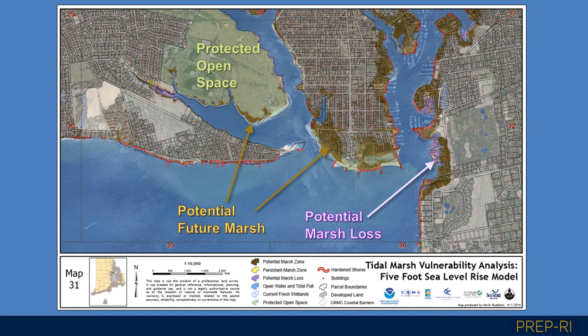This map shows 5 feet of sea level rise and what the impacts to future wetland migration might look like in Warwick. The brown areas show where new marshes are likely to appear from daily tides at the higher sea level. The purple areas show potential marsh loss, or where the marshes will be permanently covered by seawater.